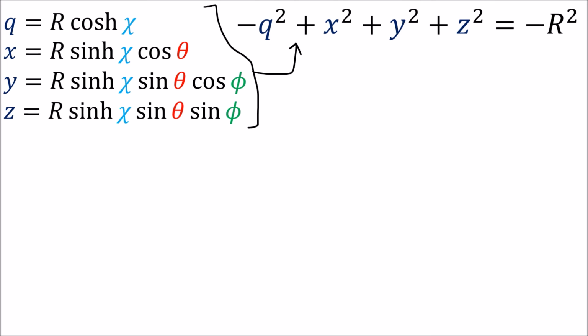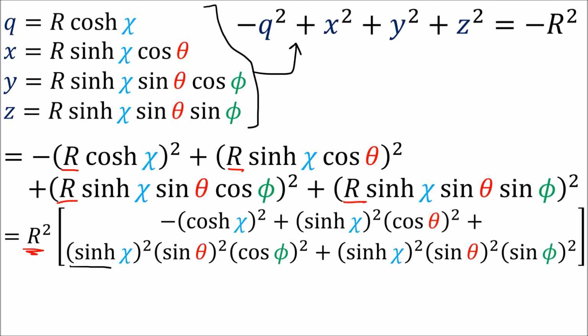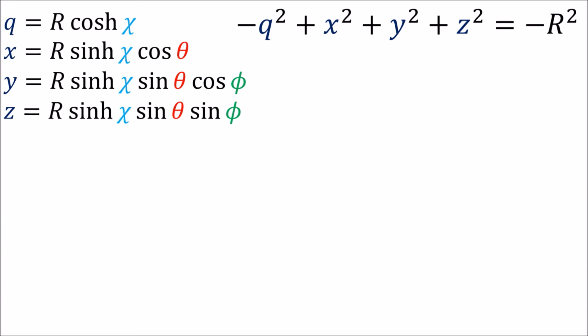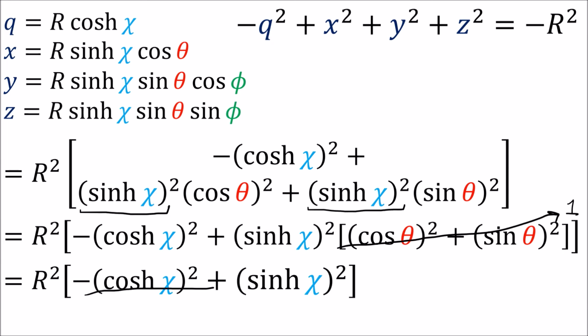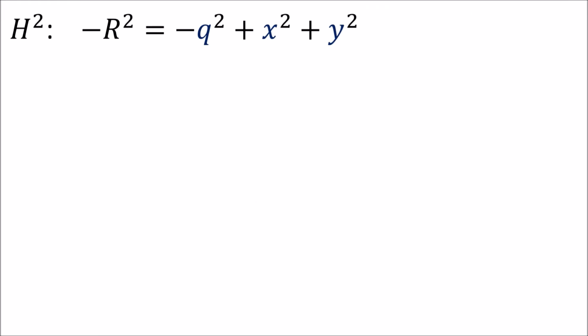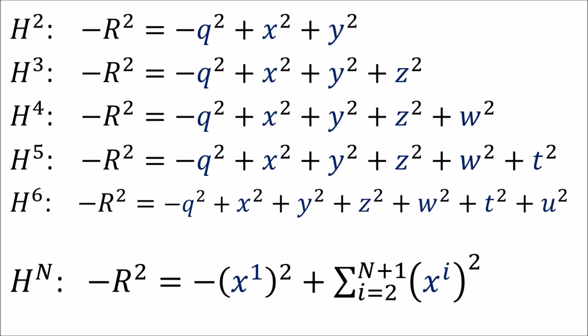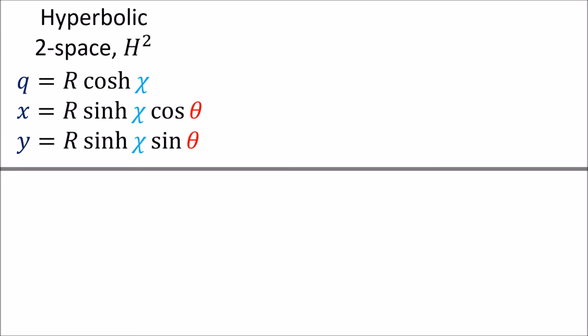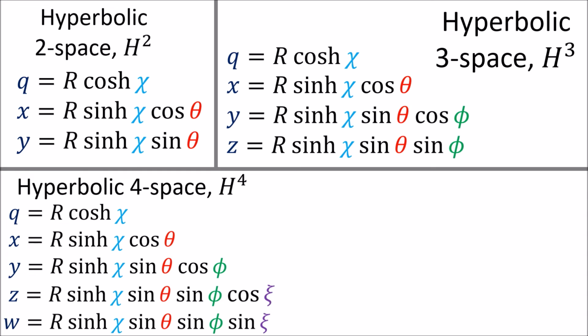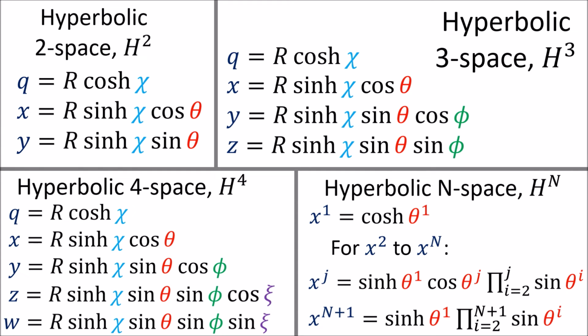If we plug this parameterization into our formula for hyperbolic 3 space, after factoring and canceling, we end up with negative r squared at the end. So this parameterization works. So no matter what the dimension of hyperbolic space we're looking at is, we can always use the same pattern to find out the parameterization. But for our purposes, we're only interested in hyperbolic 3 space.